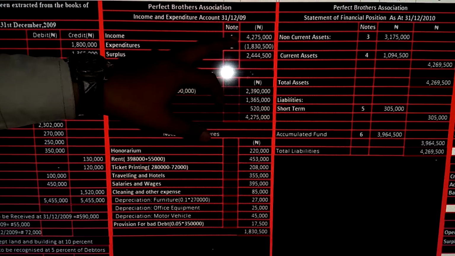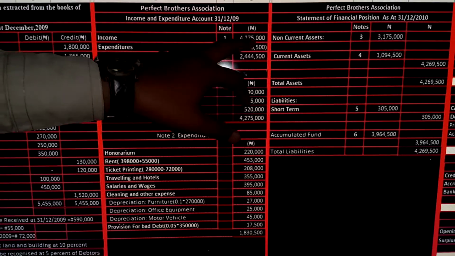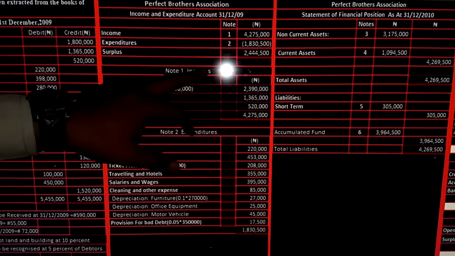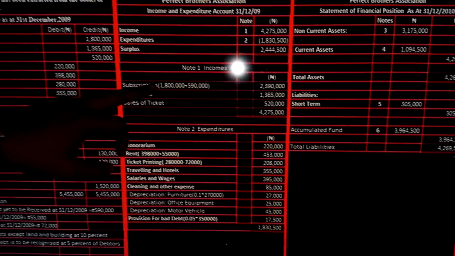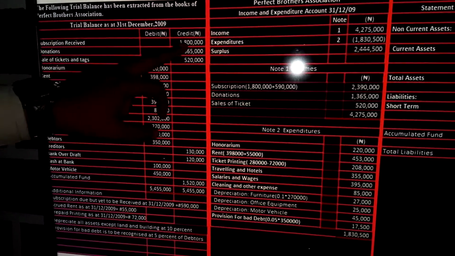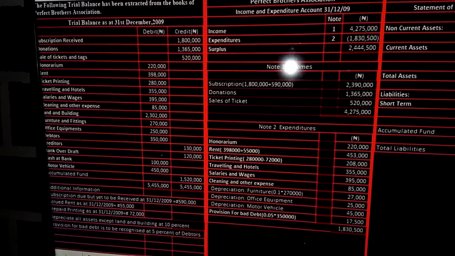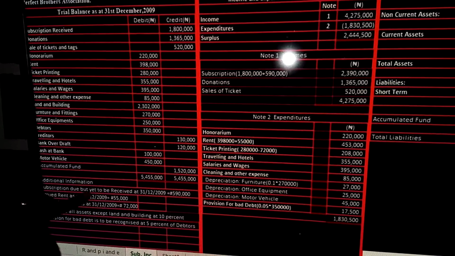Note 1 will show us how we got our 4,275,000. So where's our note 1? Look at our note 1 here, income. Subscription, according to the question, is 1.8 million. But there's additional information: subscription due but yet to be received.